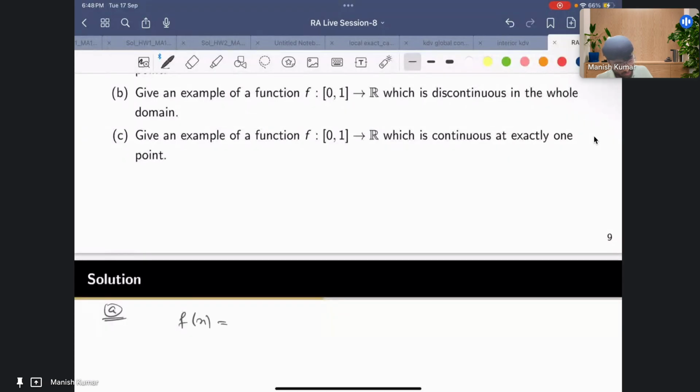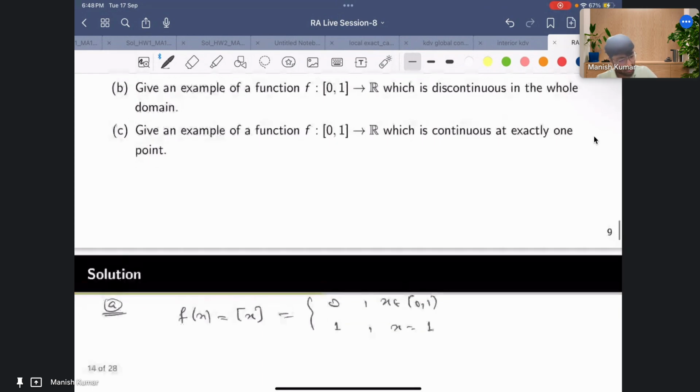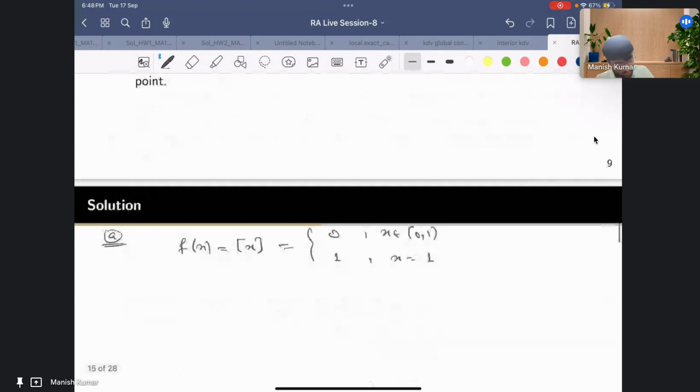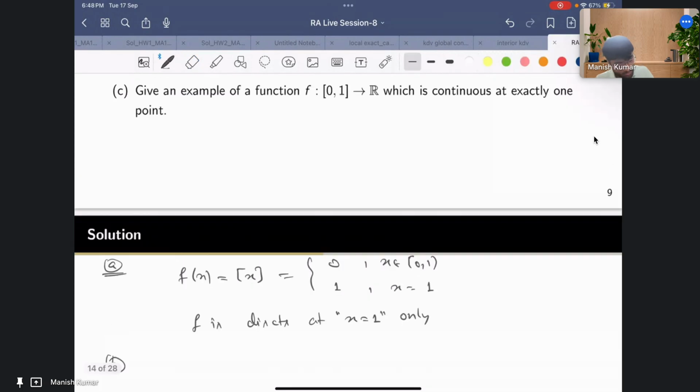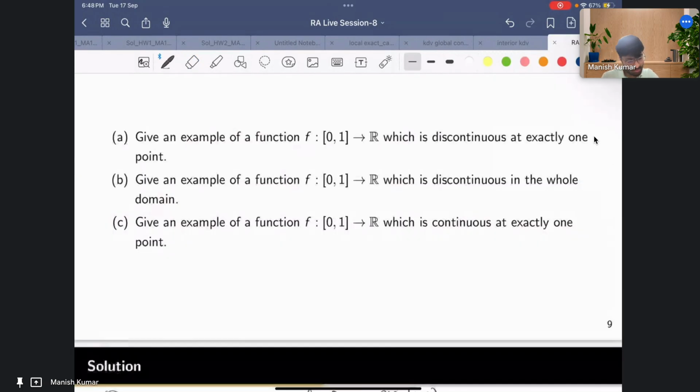So I am writing f of x equal to x, which is equal to 0 if x belongs to 0 comma 1, and 1 for x equal to 1. Then it is discontinuous at just one point. So f is discontinuous at x equal to 1 only, right? Now give me an example of f which is discontinuous in the whole domain, so it is not continuous anywhere.